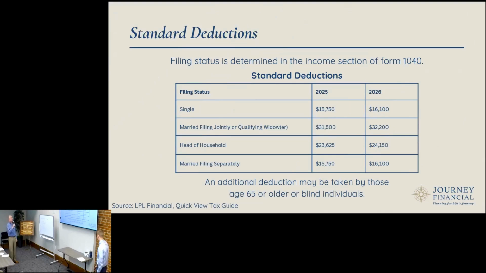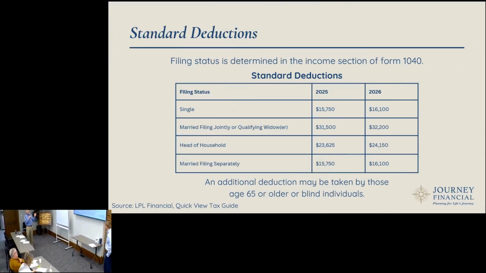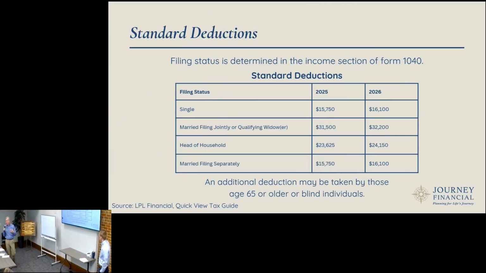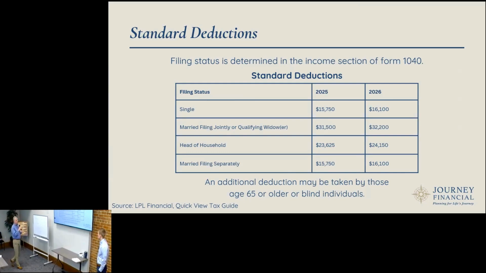Standard deductions. We briefly touched on this. It's a chart that shows both the 2025 and 2026 standard deductions. This is for the people who do not itemize their deductions. If you're taking the standard deduction, you'll see the single filers, married filers, head of household, and married filing separately. And those standard deductions have gone up.